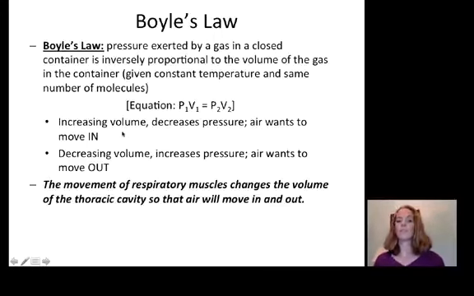And then the reverse is true. When you decrease the volume of the chest cavity, when you compress the chest cavity, that decreases the volume of the chest cavity. That increases pressure. You're pushing more on those molecules. Now the air wants to move out. So the movement of the respiratory muscles changes the volume of the thoracic cavity, and then the air follows.